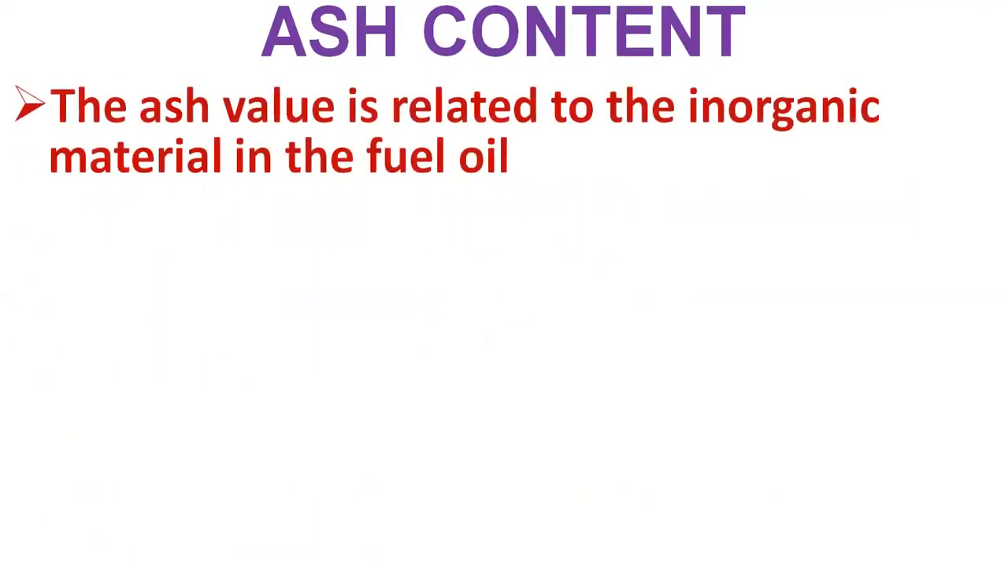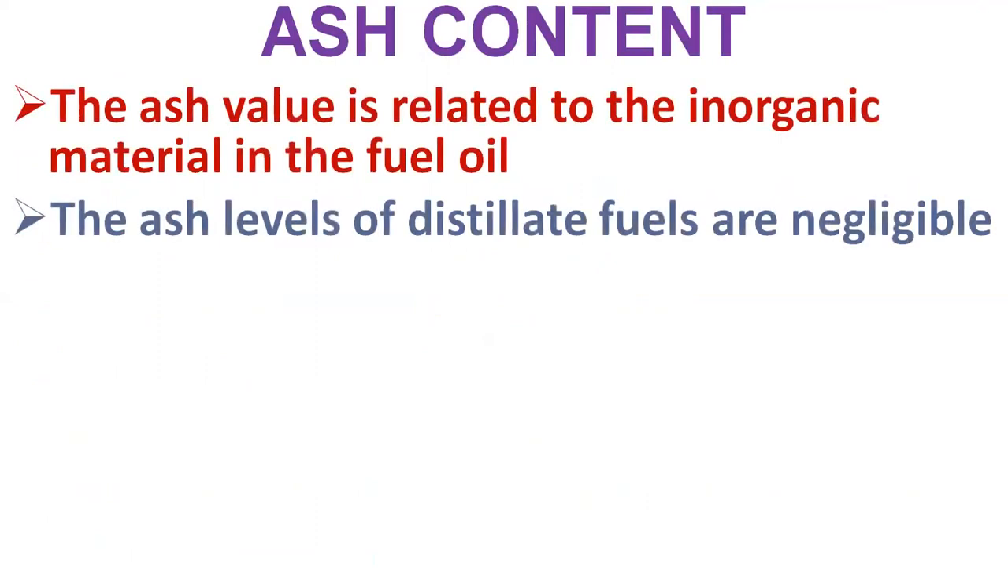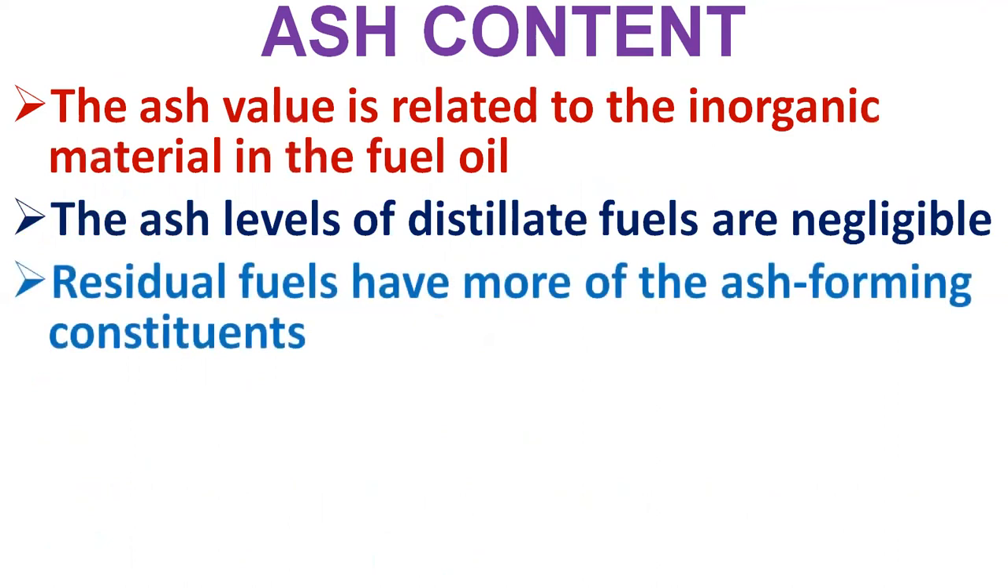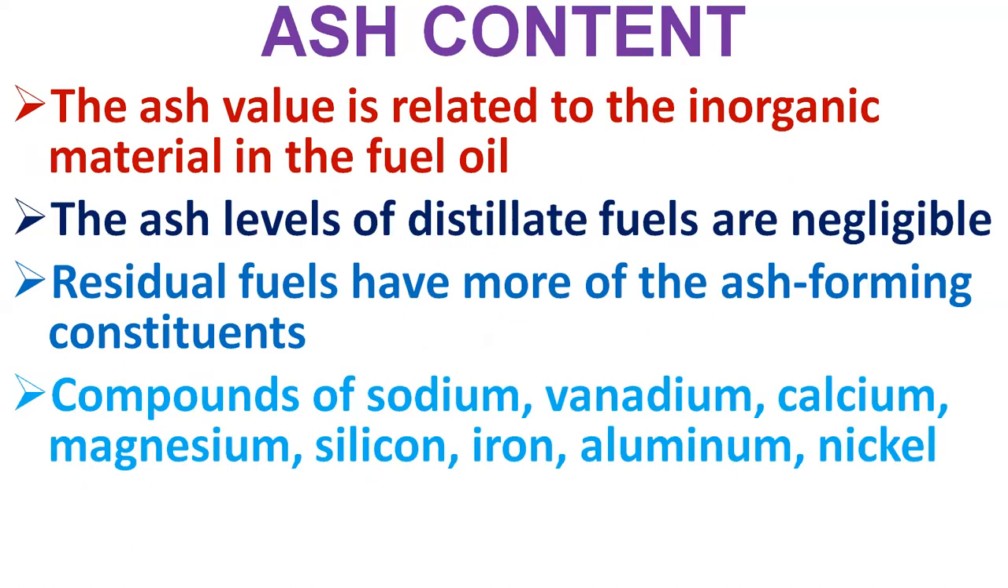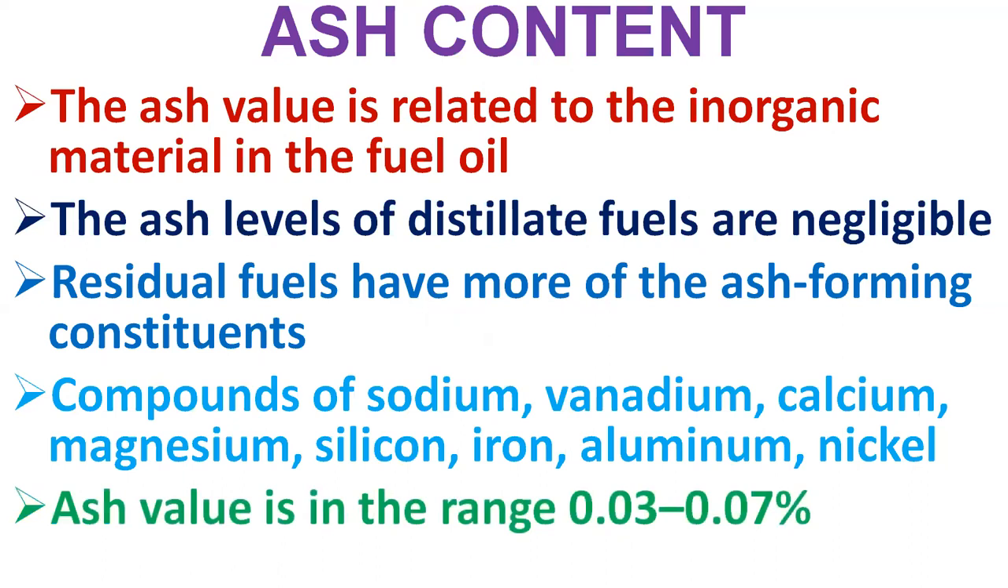The ash value is related to the inorganic material in the fuel oil. The ash levels of distillate fuels are negligible. Residual fuels have more of the ash-forming constituents. These salts may be compounds of sodium, vanadium, calcium, magnesium, silicon, iron, aluminum, nickel, etc. Typically, the ash value is in the range of 0.03 to 0.07%.